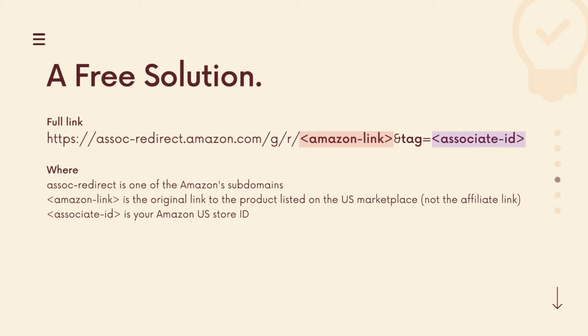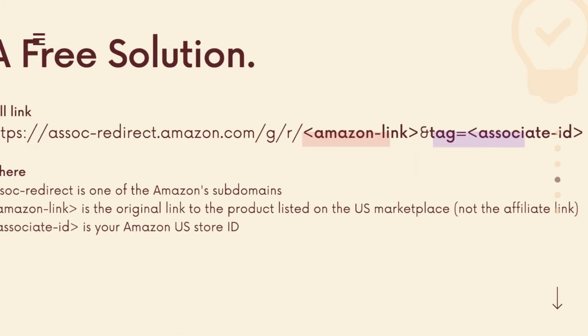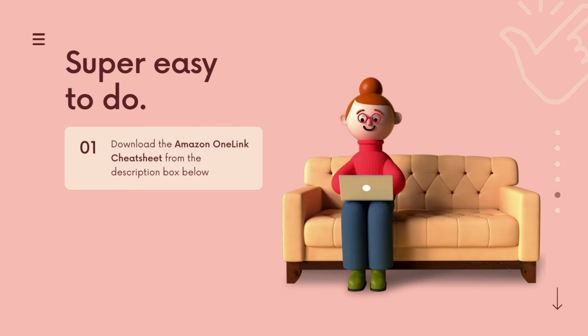Now that we know the 3 components required to build a link, is there an easy method to quickly set this up? Yes, there is actually a very easy way. To simplify the process, we created an Amazon OneLink cheat sheet. You can find a link to our cheat sheet in the description box below. However, before you grab the file, we recommend watching the entire video and learning the process.